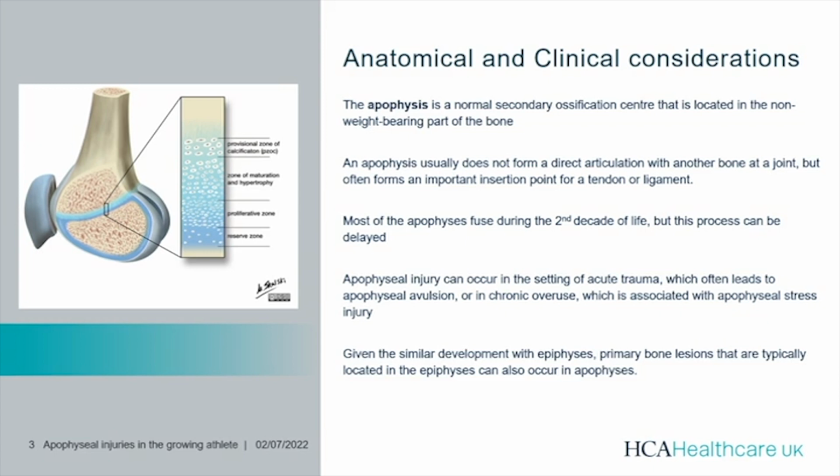How do they get injured? They can be injured by acute trauma, where you can get avulsion of the apophysis, or by chronic overuse, and that's by far the larger proportion of the injuries we tend to see, particularly in the sporting world. And you've got to remember that with any physes, you can get other pathology there. So it's important to make sure that you're not missing any other lesions in and around the growth plate.